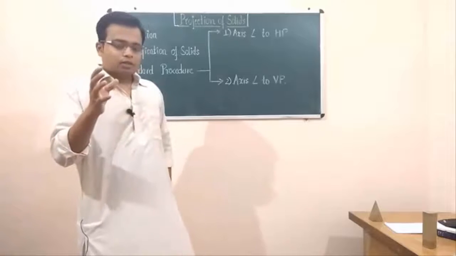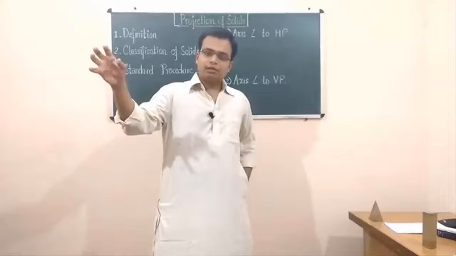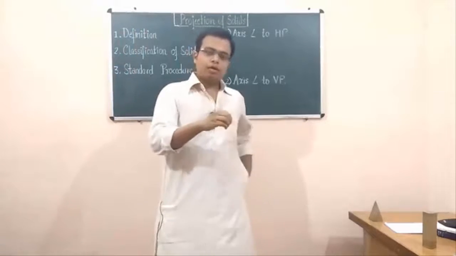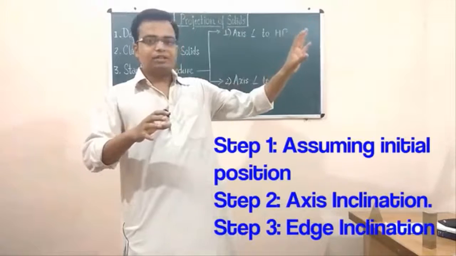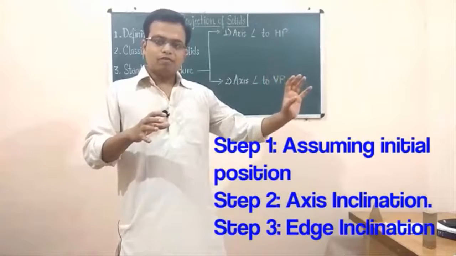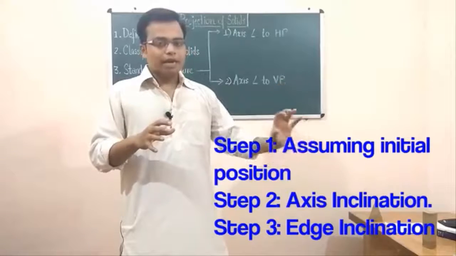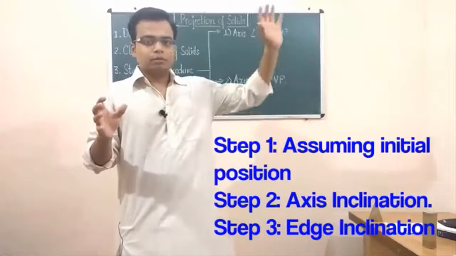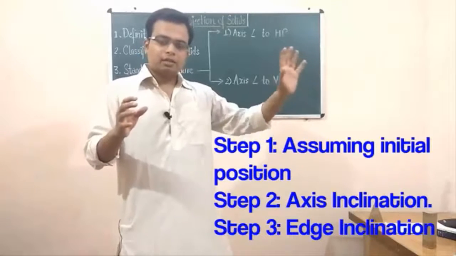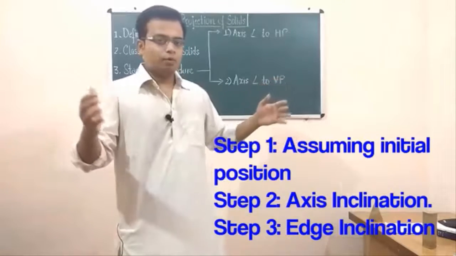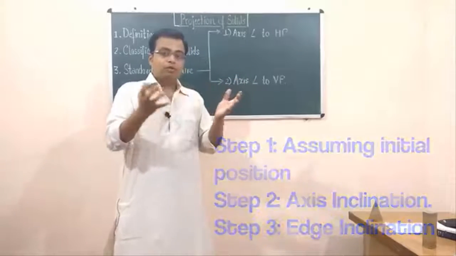So the standard procedure is very simple. There are 3 steps. Just like in projection of planes there were 3 steps, here also in projection of solids there are 3 steps. Step number 1 is all about assuming the initial position. Step number 2 is axis inclination, and in step number 3 we're going to go for edge inclination. Initial position, axis inclination, edge inclination. Those are the 3 steps that we're going to be working with. But the most important step is step number 1, where you have to assume the initial position.